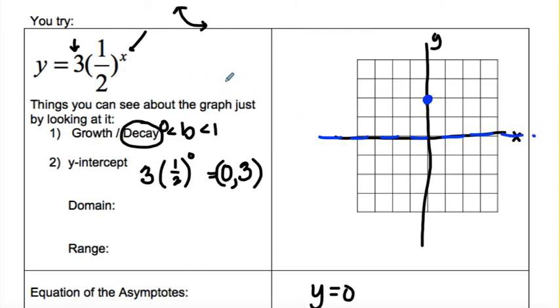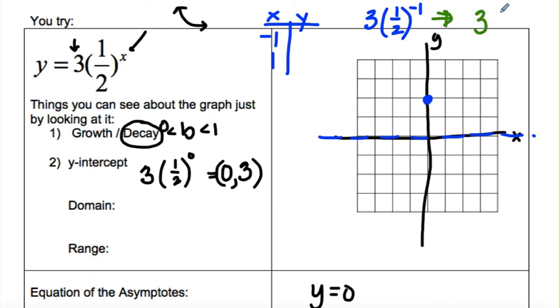I know this is a falling graph. I'm going to plug in points. I'm going to plug in -1 and 1. If I plug in -1, I get 3 times 1/2 to the -1. We have a fraction raised to a negative exponent. So guys, that's going to make it flip and become positive. So we flip it, make it positive. So that gives me 6. Where on the other side, if I plug in 1, I get 3 times 1/2 to the 1, which is 3/2 or 1.5. So you can see it's just a flip of what we just did. That's pretty cool.